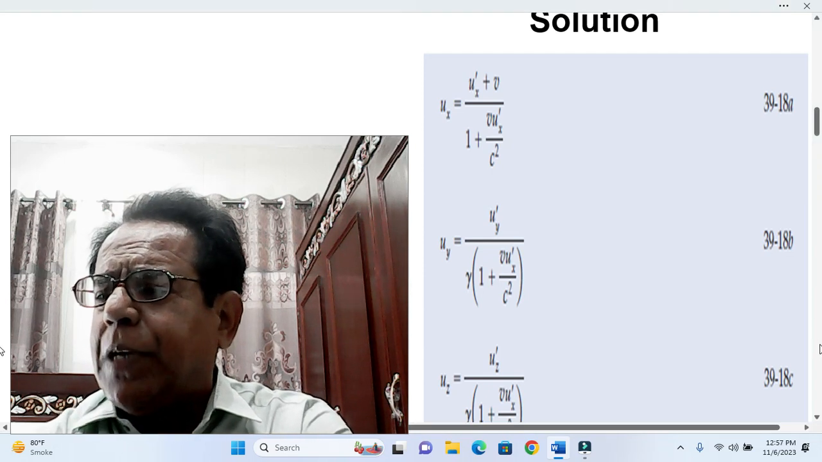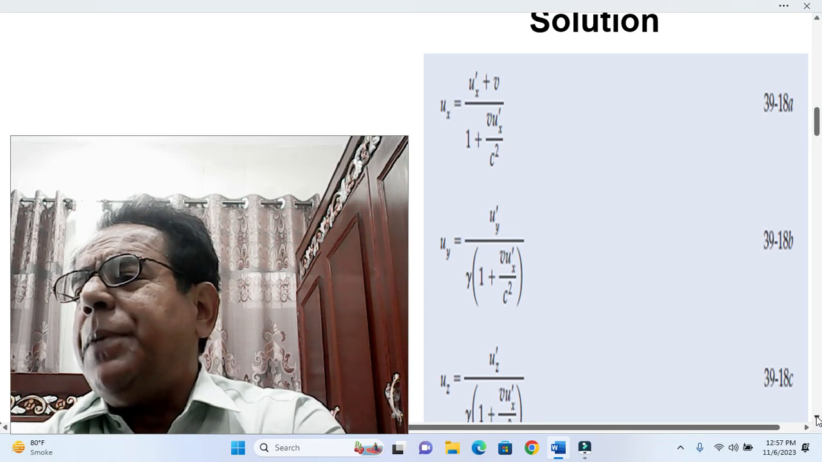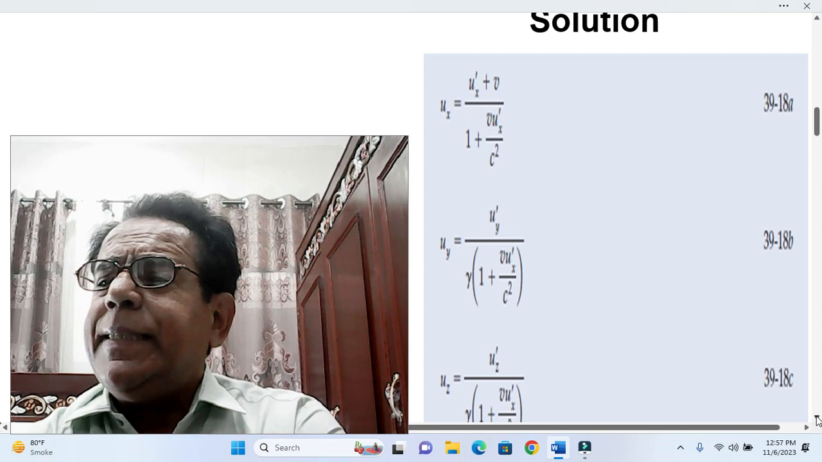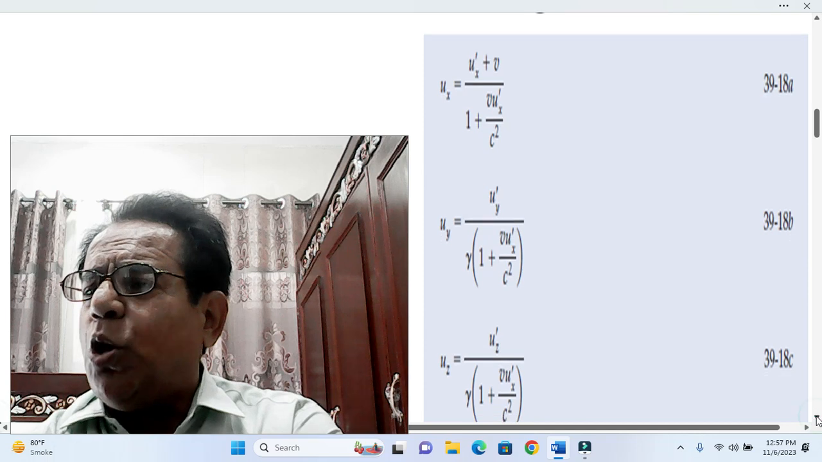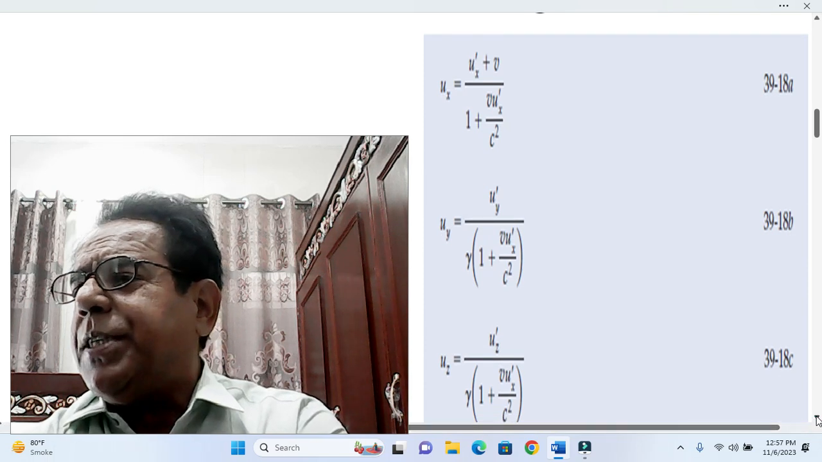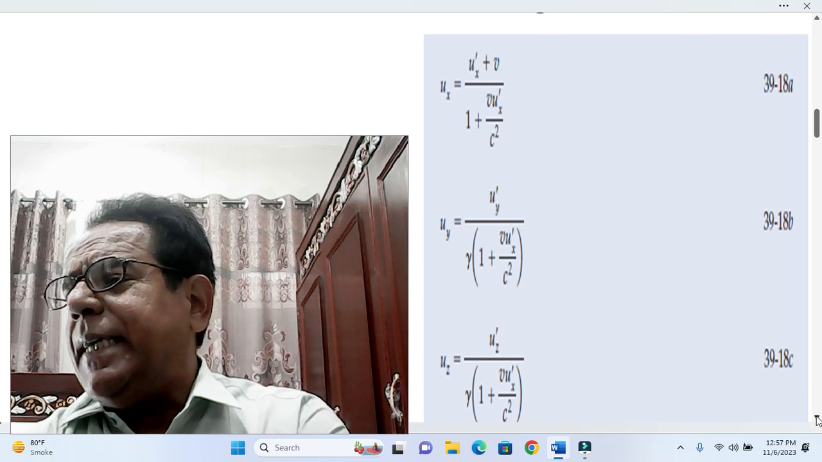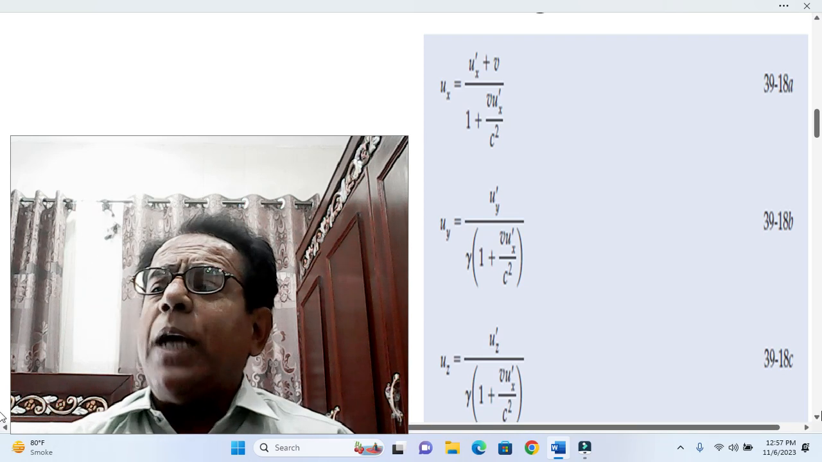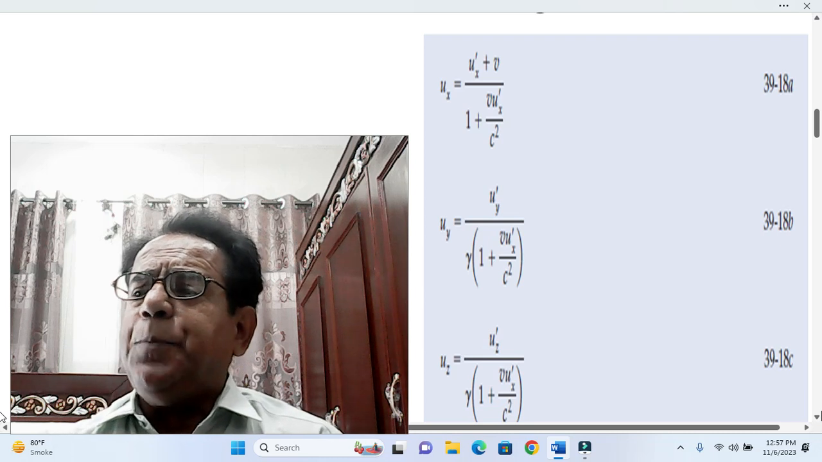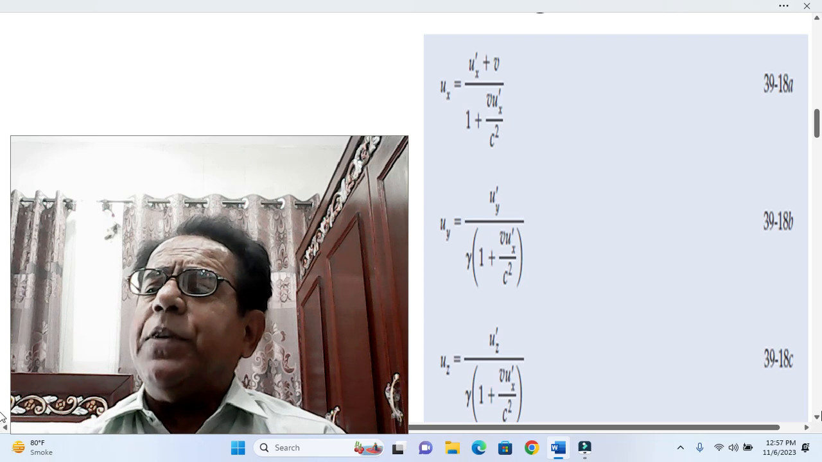This snapshot has been chosen from that book, in which chapter number 39 deals with relativity, and in this snapshot, ux, uy and uz are given as equations 39.18a, 39.18b, 39.18c. Okay, ux is equal to u dash x plus v over 1 plus v into u dash x over c square.